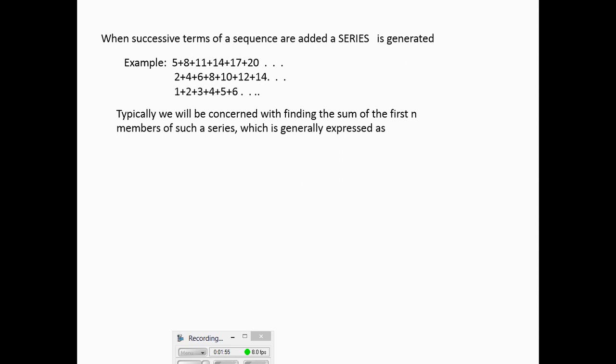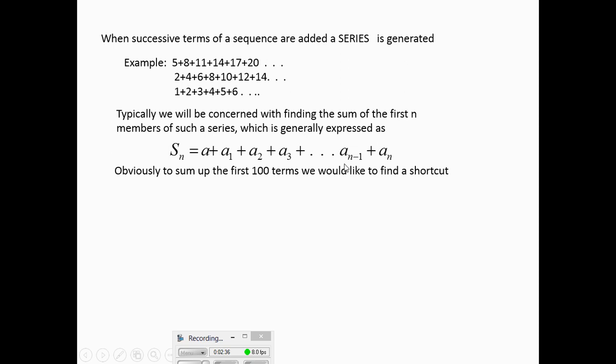Typically we're concerned with finding the sum of the first n members, where n can be 50, 100, 200, 700, whatever. So the generalized expression is the sum, the big S sub n, of all those terms: the first, the second, the third, all the way out to the nth term. Generally we start off the first term as a, then subscript the rest. The last term would be the nth term, and the one prior to that would be the n minus 1 term, and the n minus 2 term, and so on.